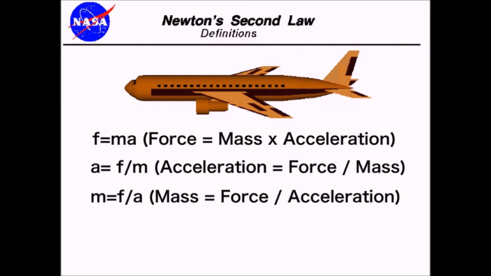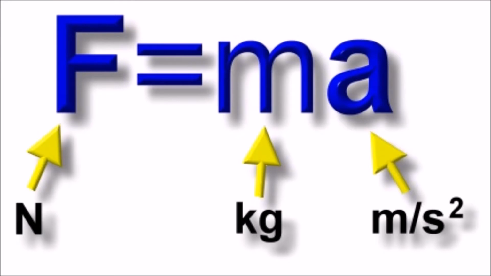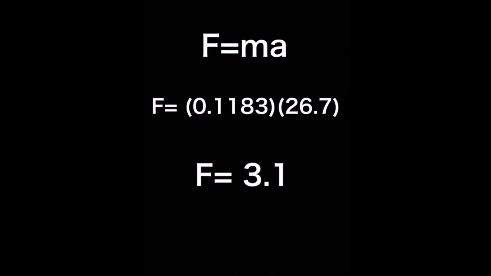Newton's second law states that the acceleration of an object is dependent on 2 things: the force acting upon an object and the mass of an object. There are 3 different ways to write this equation. The first way this equation can be used is force is equal to mass times acceleration, or F = ma.